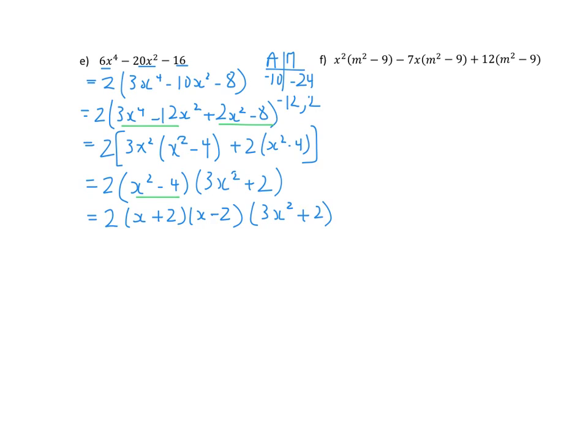All right, last example here. I'm looking at my 3 terms. I'm noticing I have an m squared minus 9, an m squared minus 9, and an m squared minus 9. So m squared minus 9 is common to all 3. And what I'm left with then is, in my other bracket, an x squared minus 7x and a plus 12.